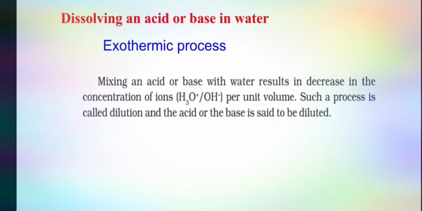So, children, we know that all acids contain H plus ions and all bases contain OH minus ions. Now, let us check what will happen when an acid or base is dissolved in water. It will be an exothermic process. Mixing an acid or base with water results in a decrease in the concentration of ions, that is H3O plus ion or OH minus ion per unit volume. Such a process is called dilution and the acid or base is said to be diluted.